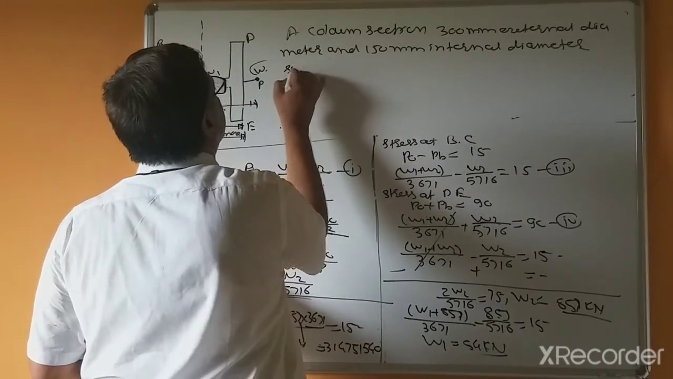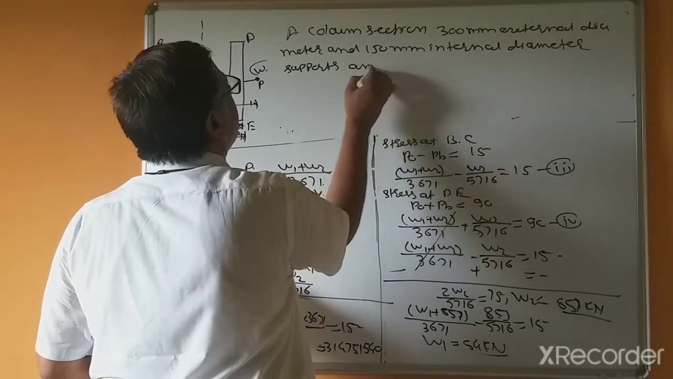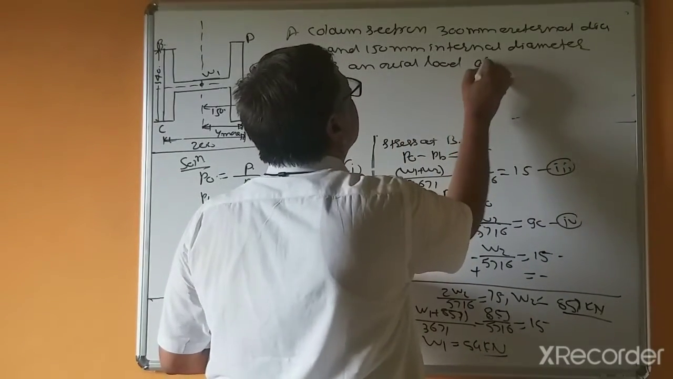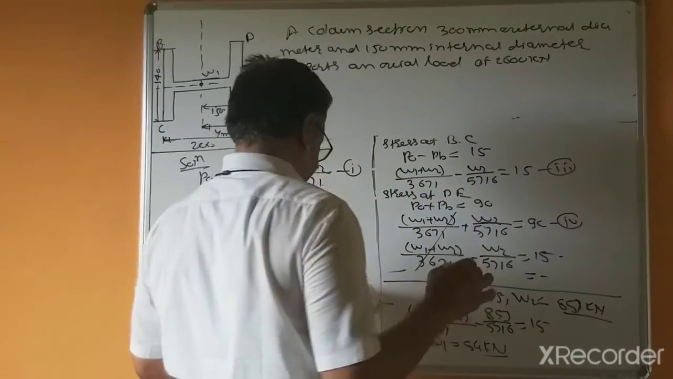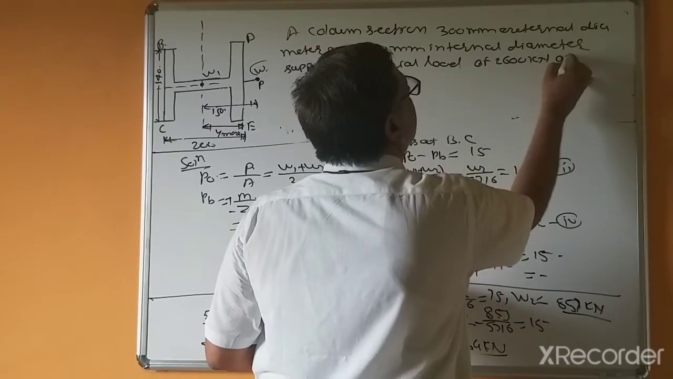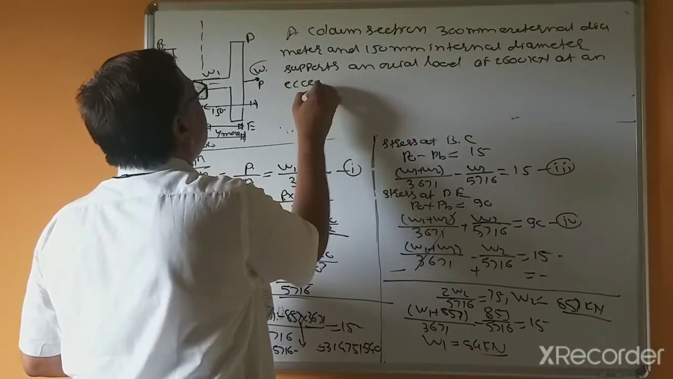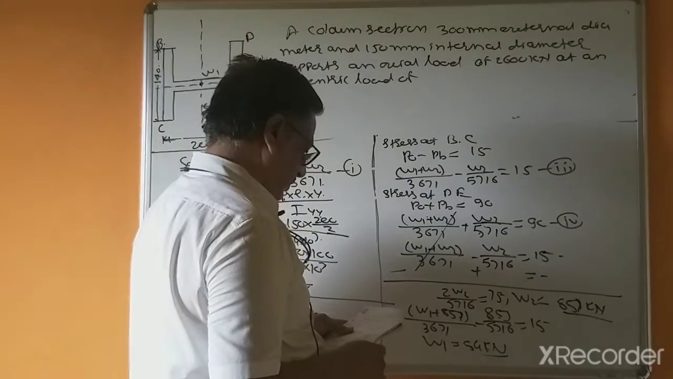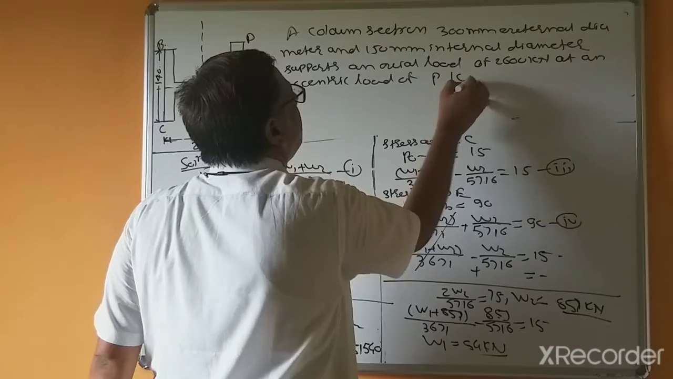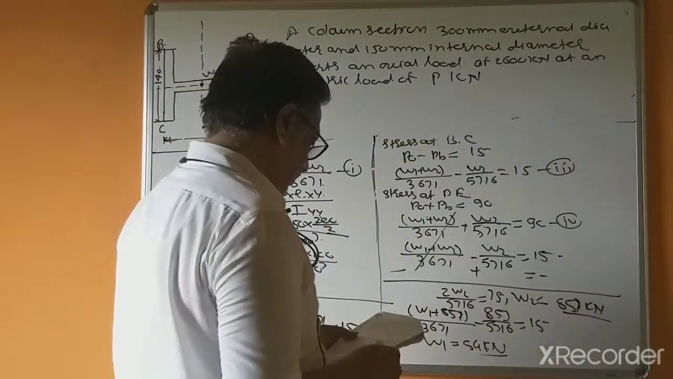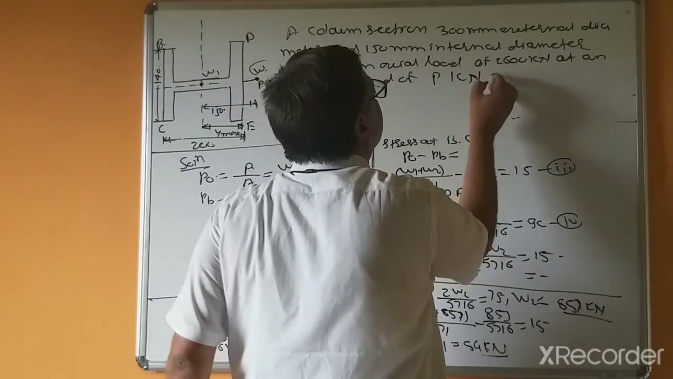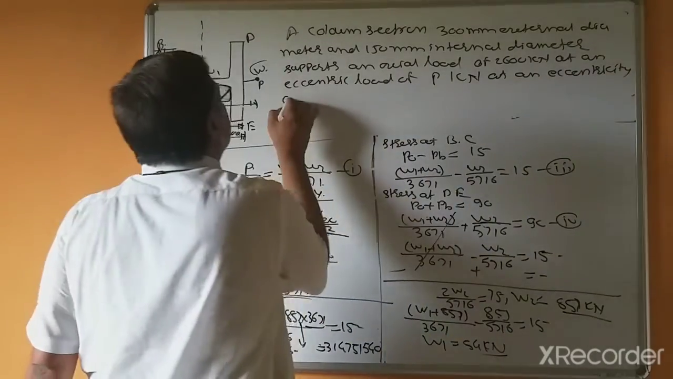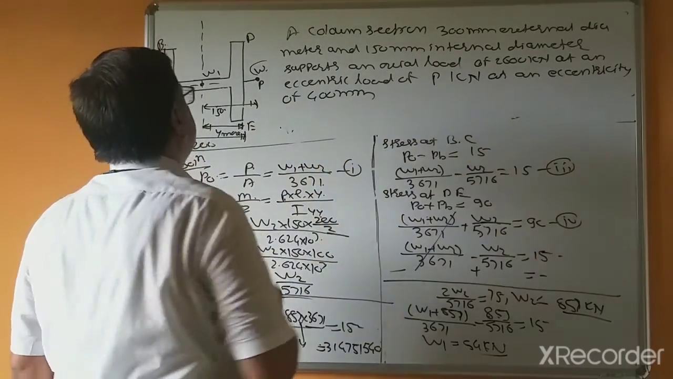supports an axial load of 2600 kilonewton and an eccentric load of P kilonewton, at an eccentricity of 400 mm. So in this section, the section is circular.